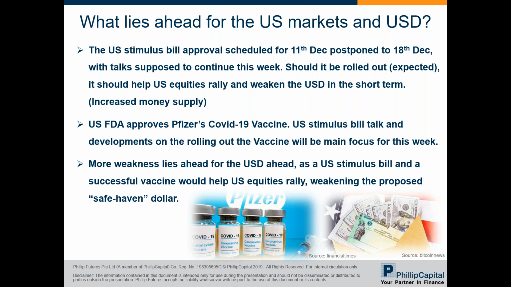So we're going to look for whether it's a 900 billion stimulus package deal. If that is approved, and printed money is given to the American economy, that's going to help US equities rise, and it's going to probably weaken the US dollar in the short term. Should it be rolled out, which is quite expected, it should help US equities rally and weaken the US dollar in the short term due to the increase of the money supply.